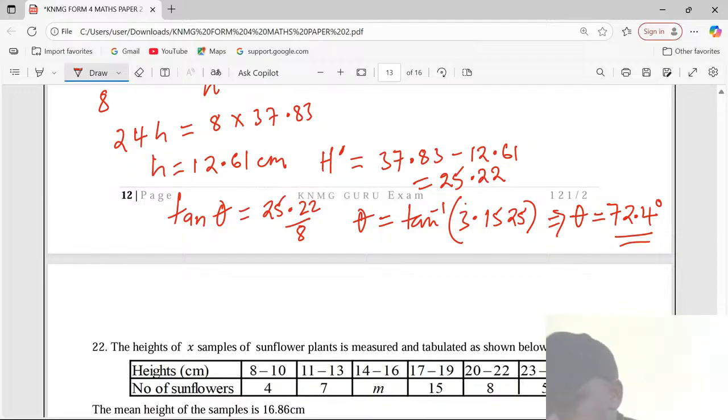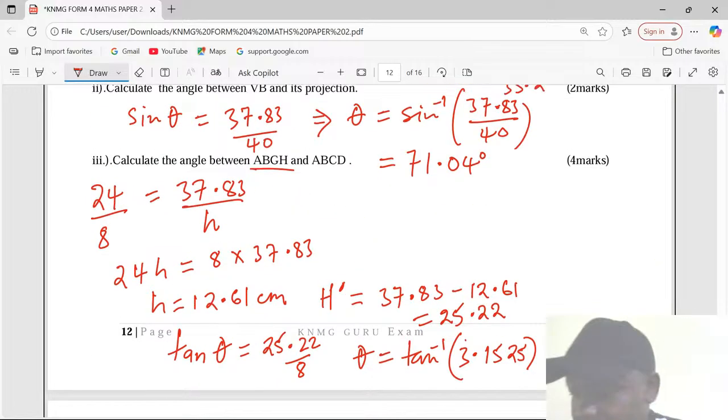72.4 degrees. Yeah, 72.4 degrees. That way.